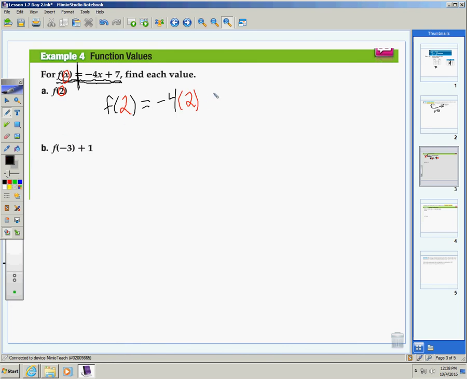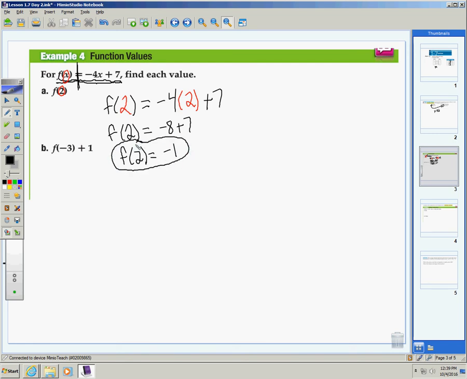Notice, to go from f of x equals negative 4x plus 7, f of 2 equals negative 4 times 2 plus 7. I simply replaced both of the x's with the 2. They told me to find f of 2, so my x's become 2's. And then I just simply evaluate this. Negative 4 times 2 is negative 8 plus 7. And then f of 2 equals negative 8 plus 7, which is negative 1. So f of 2 would be negative 1.